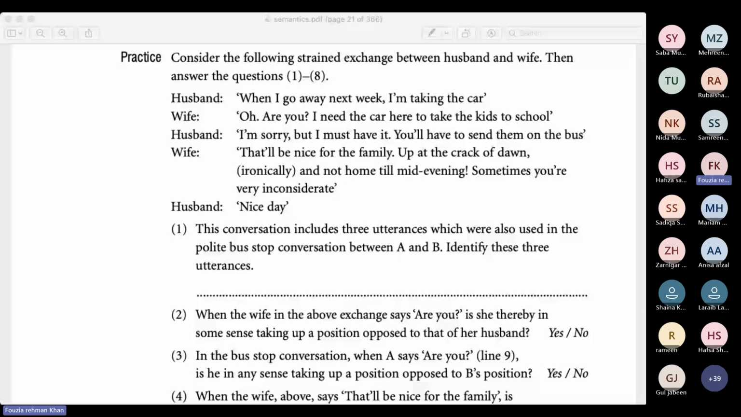The husband says, when I go away next week, I'm taking the car. I hope the screen is being shared here. Yes.